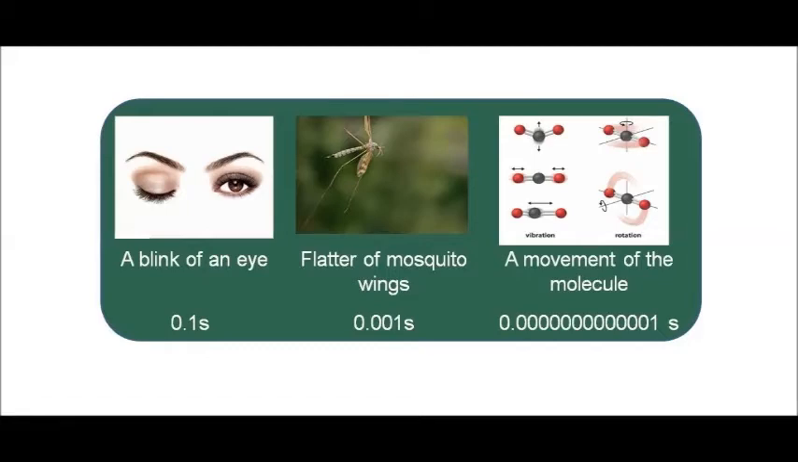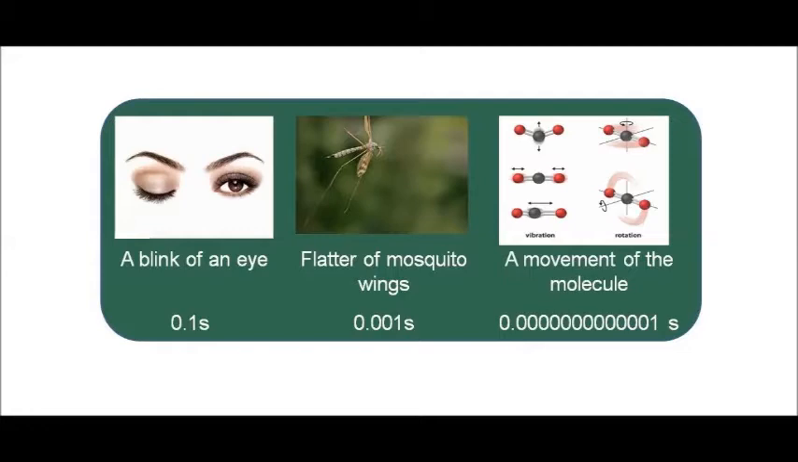Why do we need to use short pulses and indirect methods for studying the molecules? The reason is they are moving too fast in order to be investigated by direct observations. If we compare the characteristic time of the molecular movement with the duration of events that we consider fast, like for example a blink of an eye or a flutter of mosquito wings, we can see that the molecules are moving much faster than everything we could observe in real life.